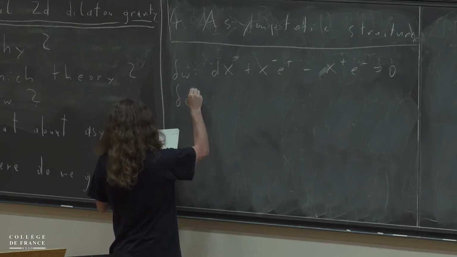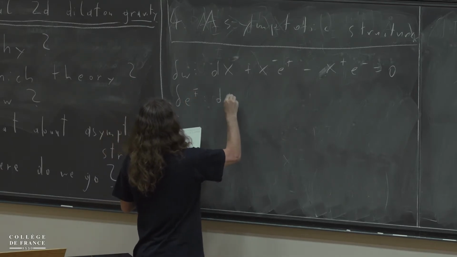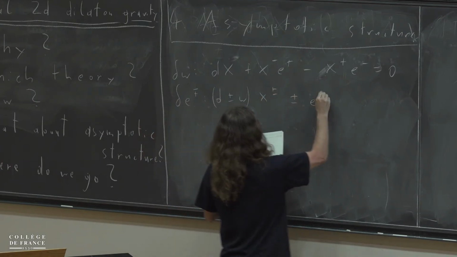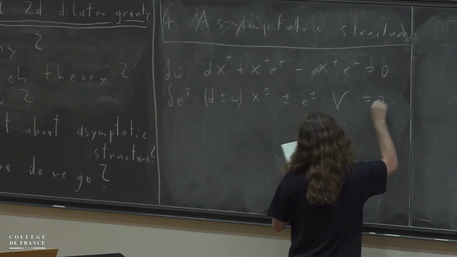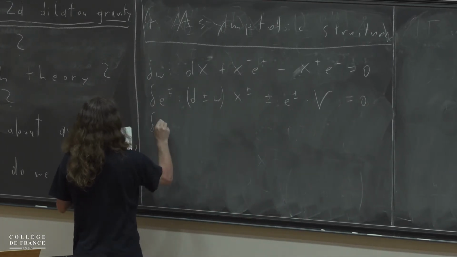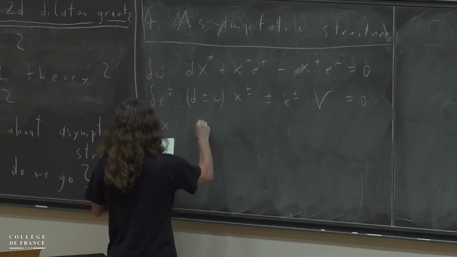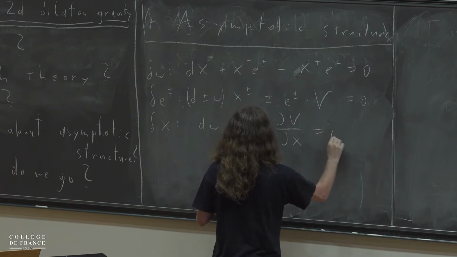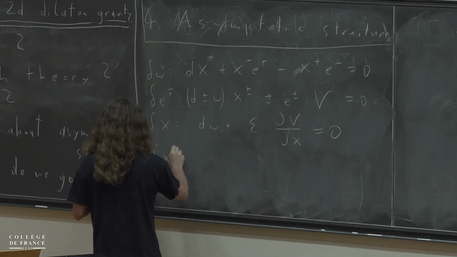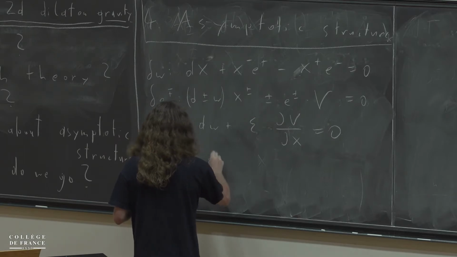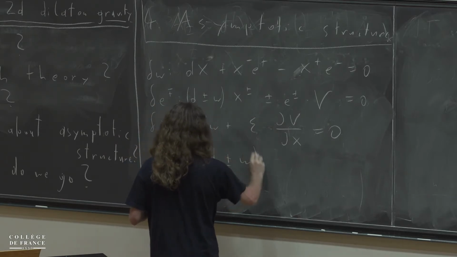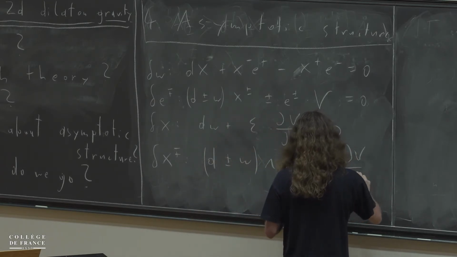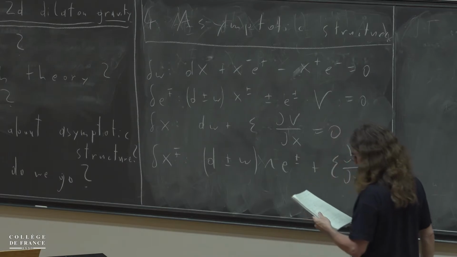If we vary with respect to the Zweibein, we get d plus minus omega x plus minus e plus minus times V is equal to 0. If we vary with respect to x, we get d omega plus epsilon dV by dx is equal to 0. And if we vary with respect to the Lagrange multipliers for torsion, we get d plus minus omega wedge e plus minus epsilon dV dx minus plus is equal to 0.